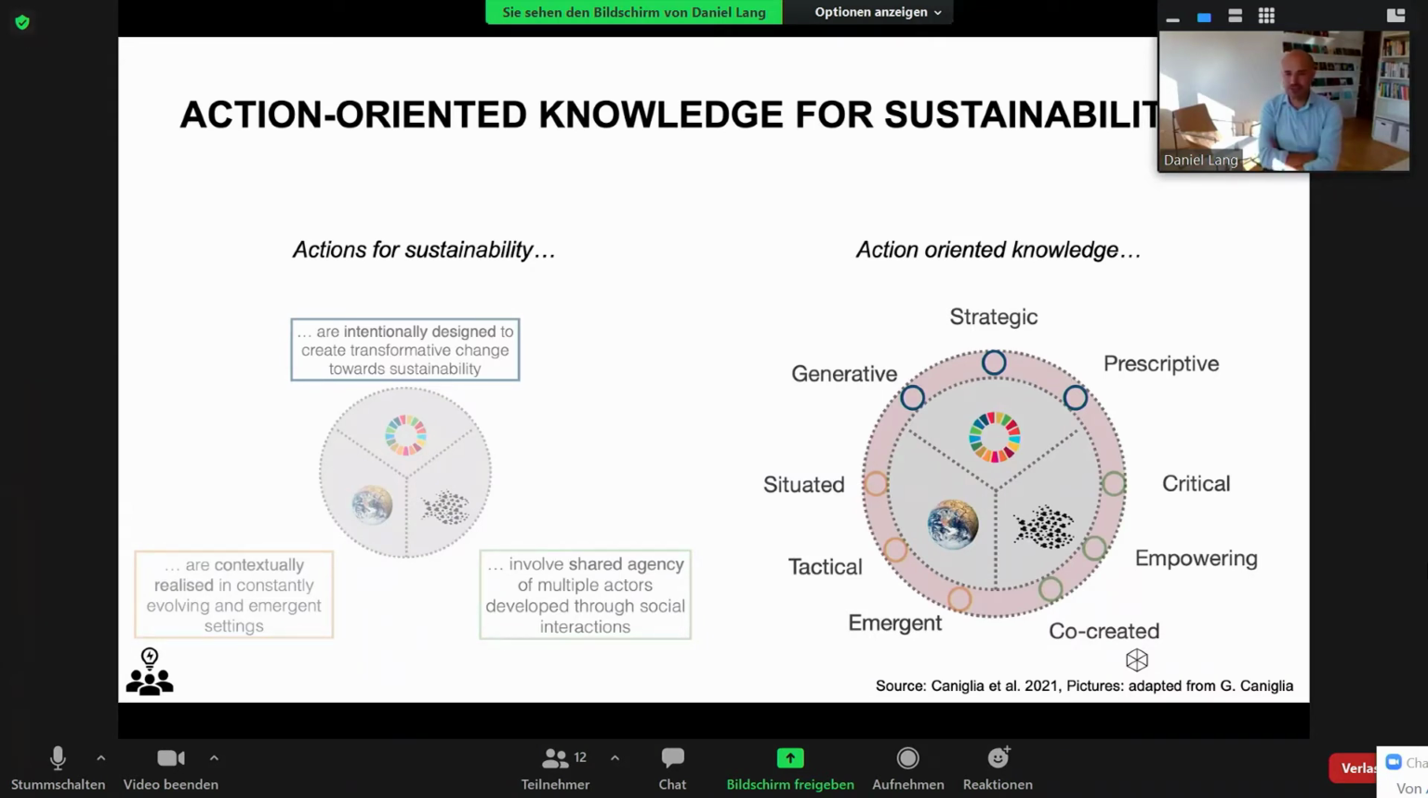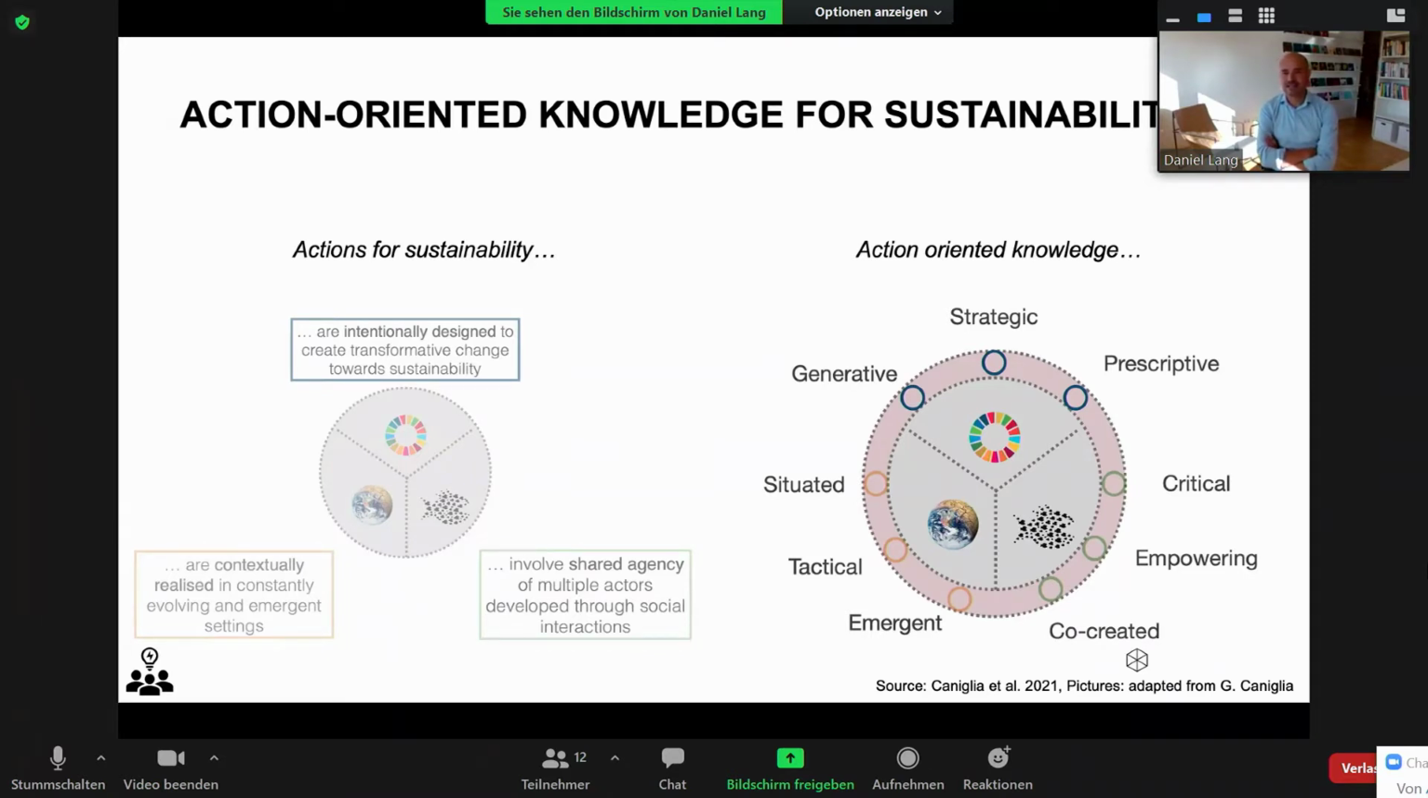Then if we go to the shared agency, then we can say on the one hand side that it should be co-produced. That means it's an emergent and collective process where knowledge, not only from an academic side, but also knowledge from other societal domains, including indigenous and local knowledge, should really be brought together in a co-creation process.